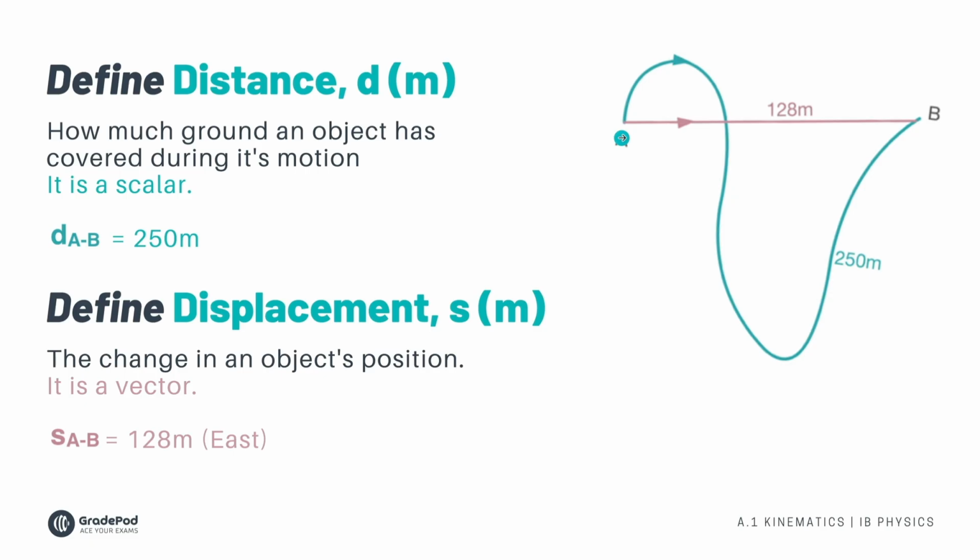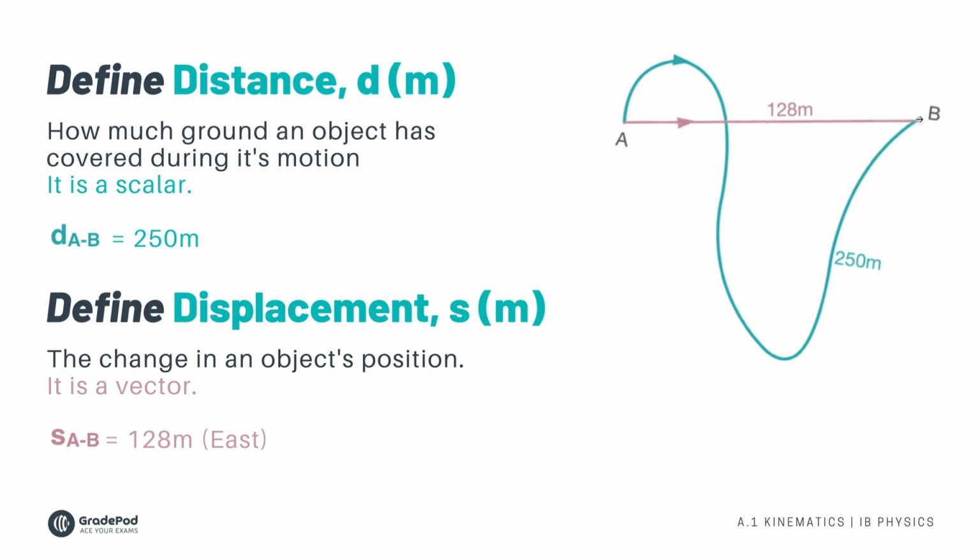We have an object here, and this object travels all this windy path from A all the way round to B. The amount of ground it covers during this journey is 250 metres. That's its distance. It doesn't matter the direction, that's how far it's travelled. However, its displacement is from the start point, as the crow flies, all the way to the end point.